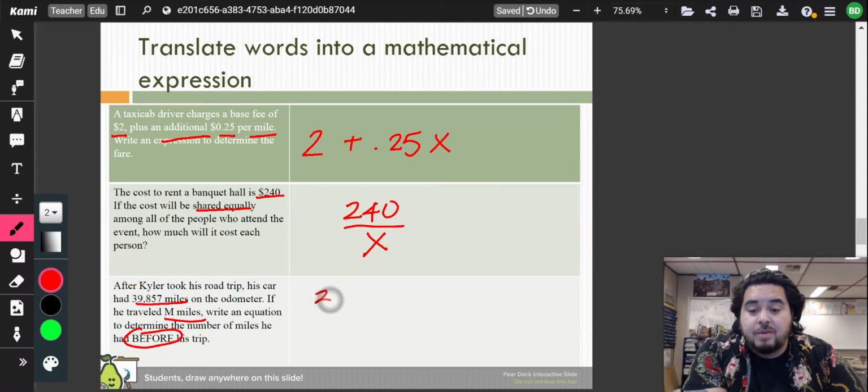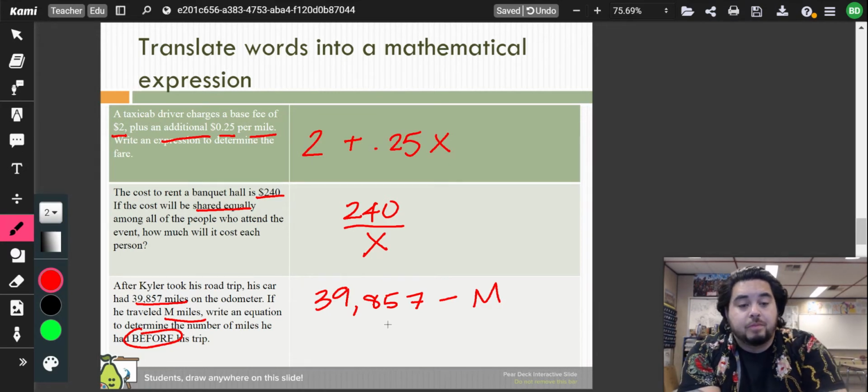So we're going to take the number of miles that he has, 39,857, and we are going to figure out how many miles they had before they traveled. So we're subtracting the total number of miles they traveled. So 39,857 minus m, that would give us the miles they had before the trip.